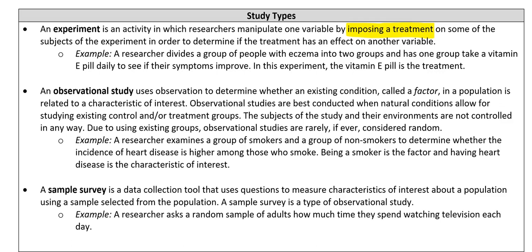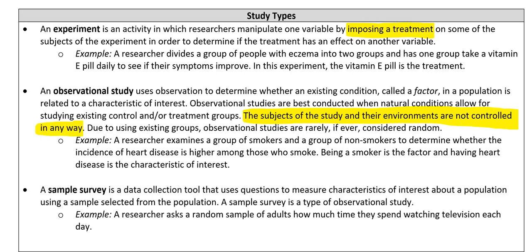Now, sometimes we can confuse experiments and observational studies. An observational study uses observation to determine whether an existing condition called a factor in a population is related to a characteristic of interest. Observational studies are best conducted when natural conditions allow for studying existing control and/or treatment groups. The subjects of the study and their environment are not controlled in any way. This is what makes it different from an experiment. Normally, the treatment is already in there. It's already a control group that's already existing. We're not making them change anything.